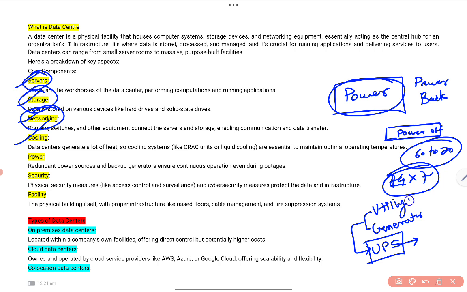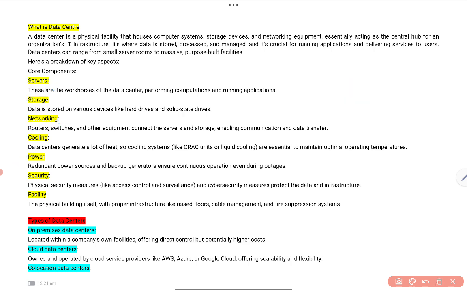In case the utilities also fail and the generator also fails, for a backup of 90 minutes or 1 hour or 60 minutes, backup will be provided through this UPS. Okay, so the power will be uninterrupted and our devices, our equipment, our racks are continuously in operational condition. Okay, so there are maximum chances of data theft.